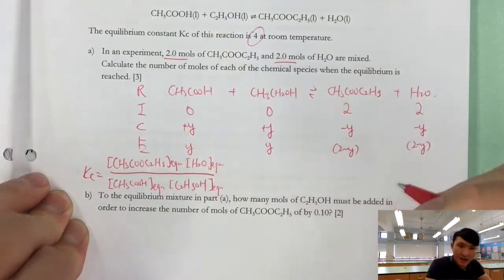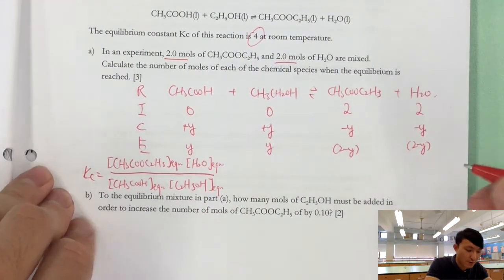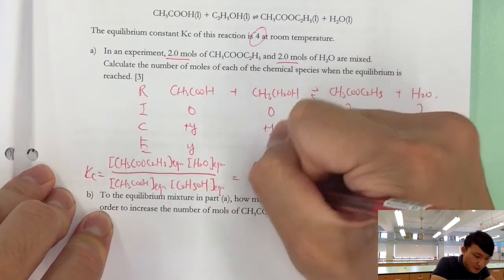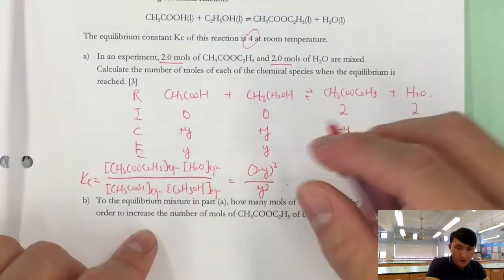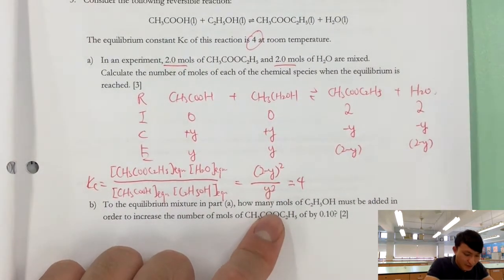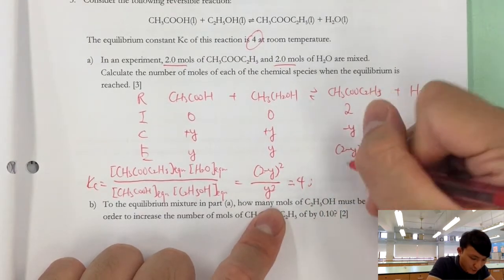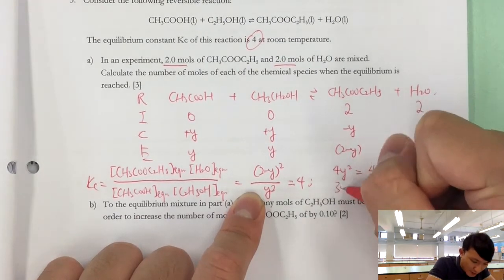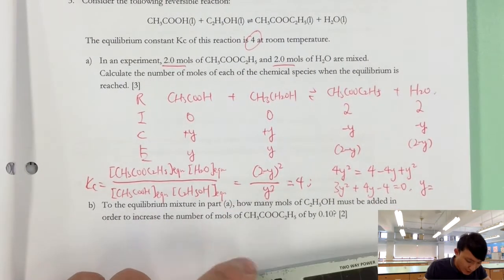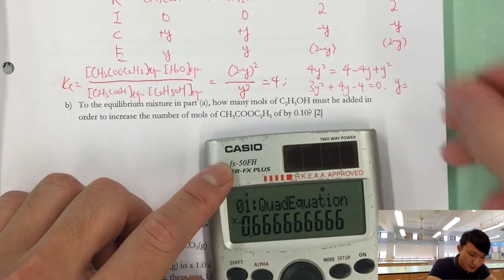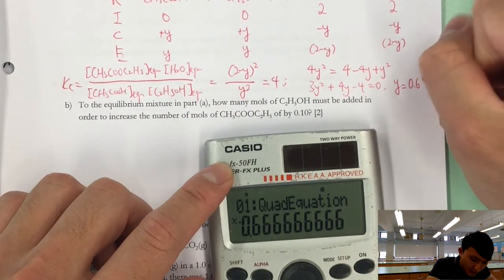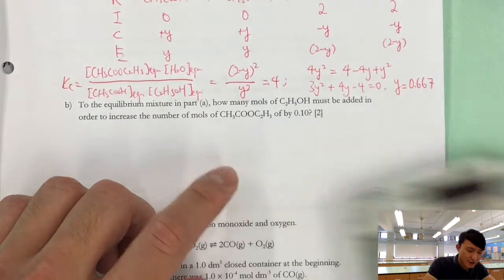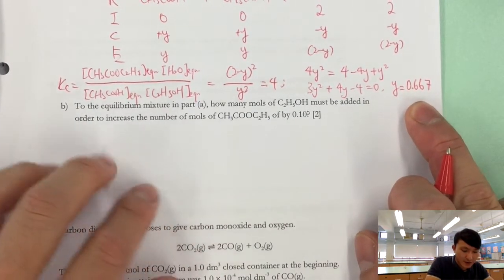Because we will actually add pure reagent inside, not a solution form. Then basically you get (2 minus y) over y squared, okay, like this. So this one equals 4, and then you can solve the equation. y is 0.667 or -2. It's not going to be -2, right? So y is 0.667. Okay.